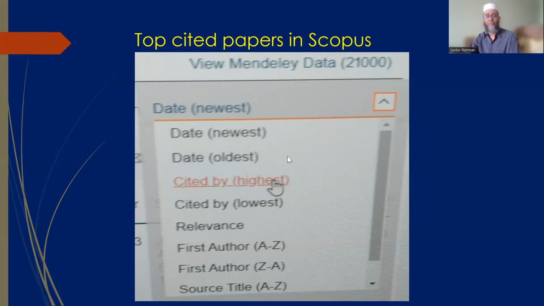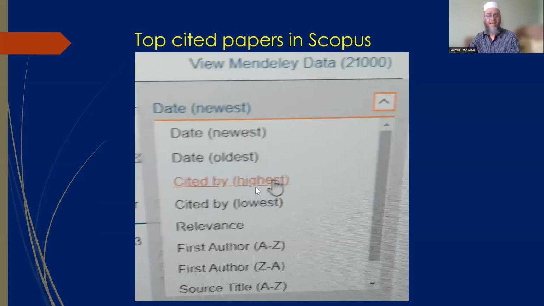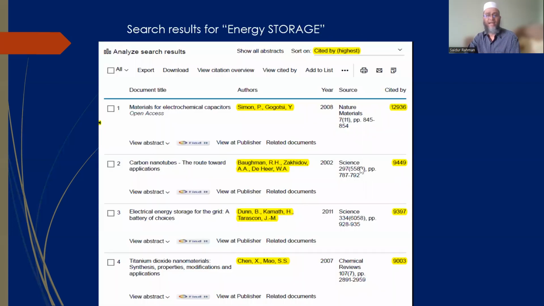In this case, we want to find papers which are highly cited. So as you can see, there is cited by highest, cited by lowest. If you click cited by highest, this will give you the papers. This is the example: I searched using the words energy storage in Scopus, and then I clicked this button, highest cited. As a result, you see the papers appear in descending order, from highest to lowest cited.